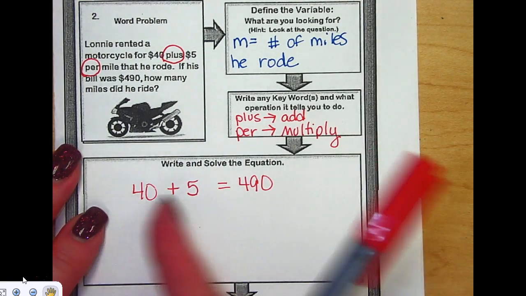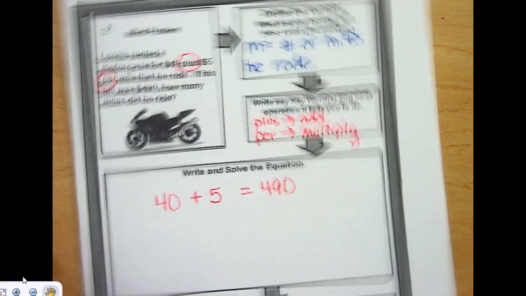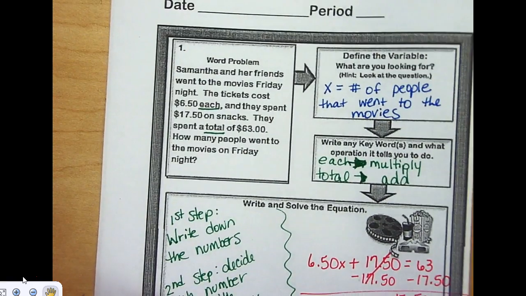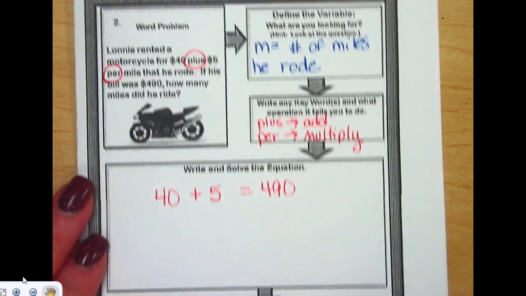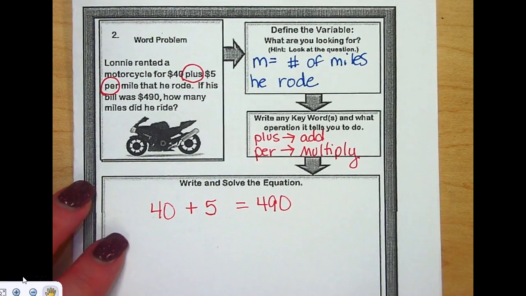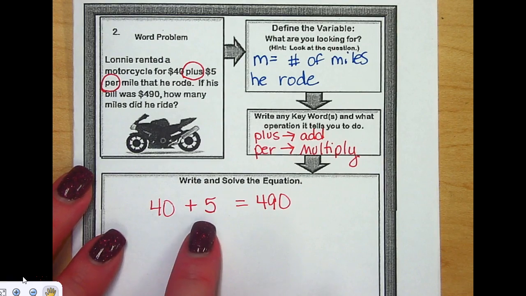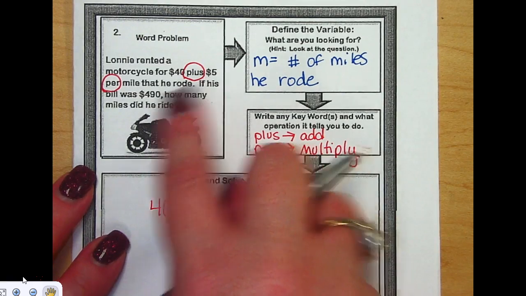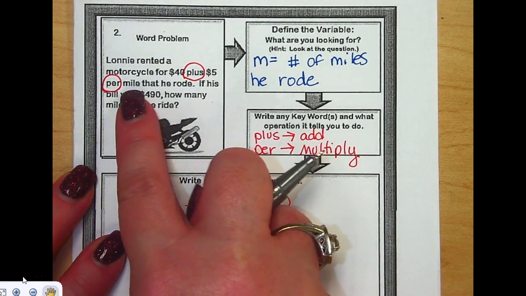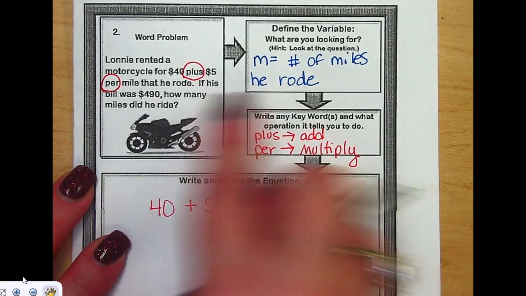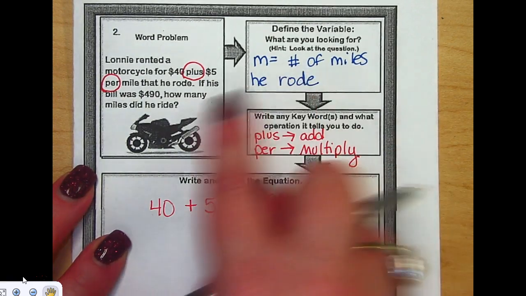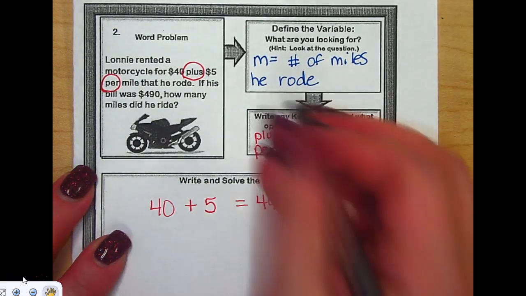And which one does the variable go with? It says step 2, after we write down the numbers, decide which number goes with the variable. So, does the 40 go with the variable or the 5? What do you think? The 5, right? Because it's $5 per mile. We don't know how many miles, but it's going to represent the number of miles, so the M goes here.